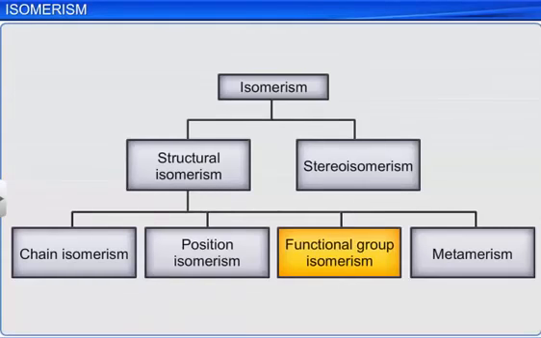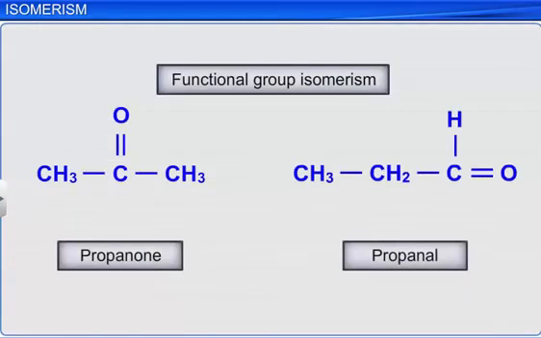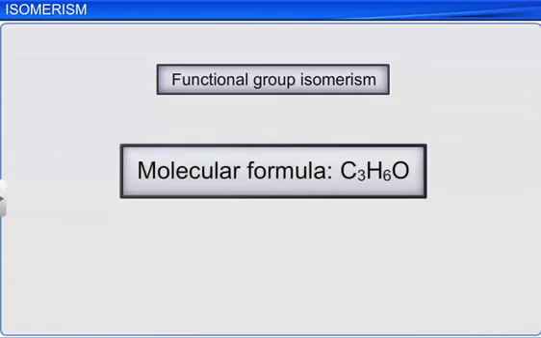Next, let's look at functional group isomerism. Compounds that have same molecular formula but different functional groups are known as functional isomers, and the phenomena is known as functional isomerism. Propanone and propanal represent 2 functional isomers having the same molecular formula, C3H6O.